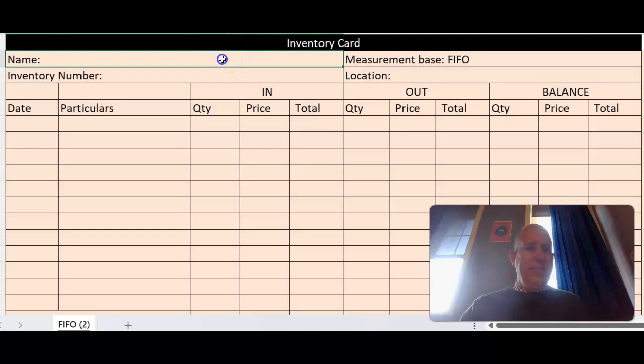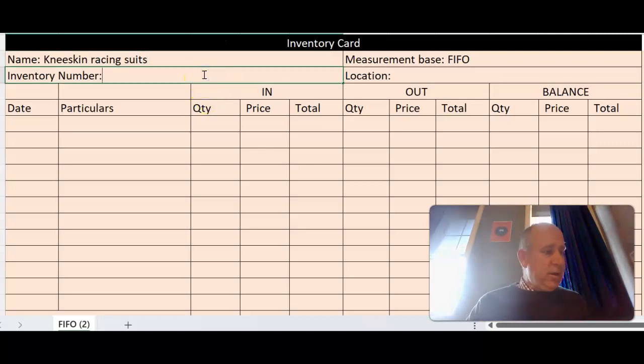So the name, we're looking at the knee skin racing suits. I want you to type these in and do this with me as well. We're going to call that KRS 10. The location, you see it's a Moana room. Critical information.